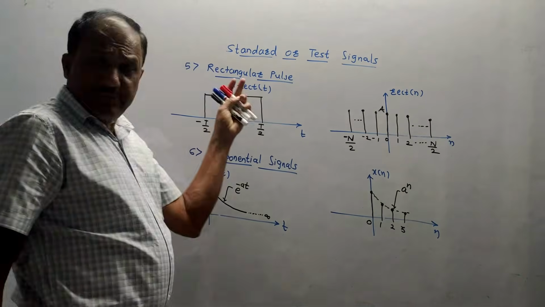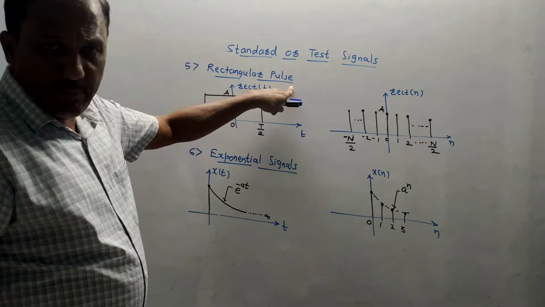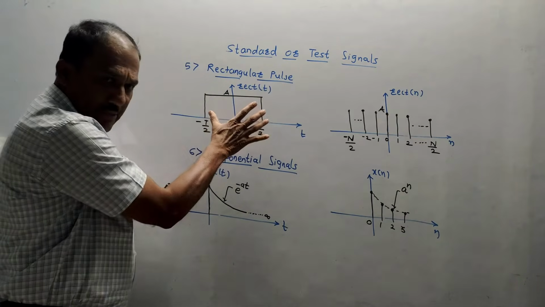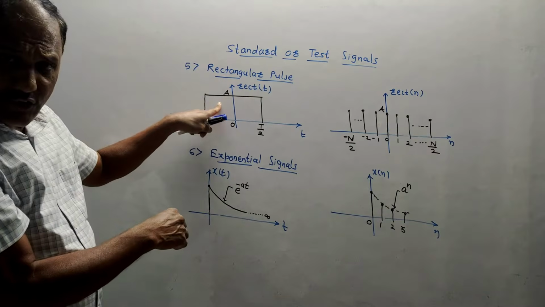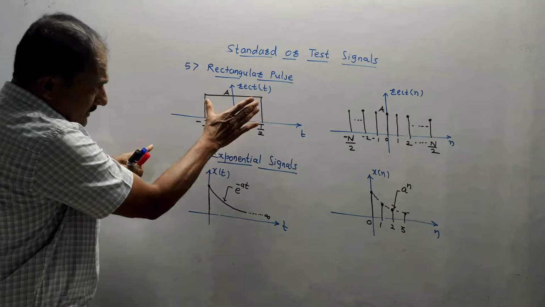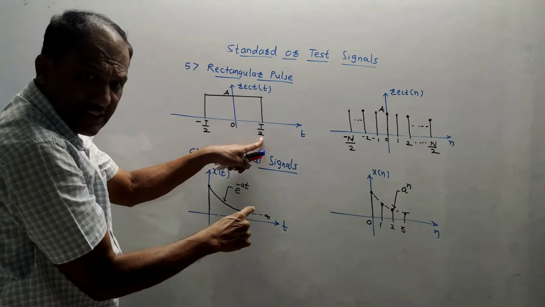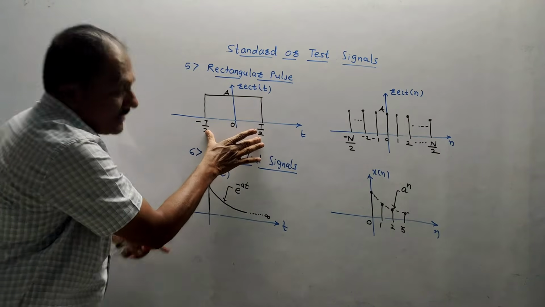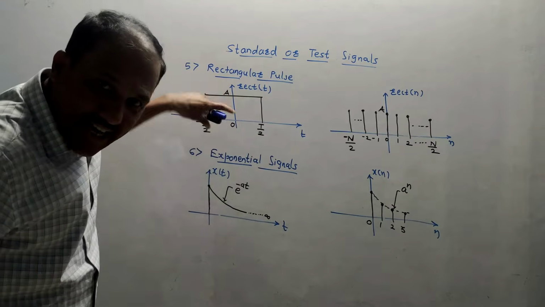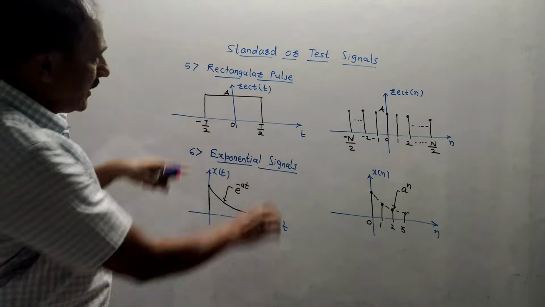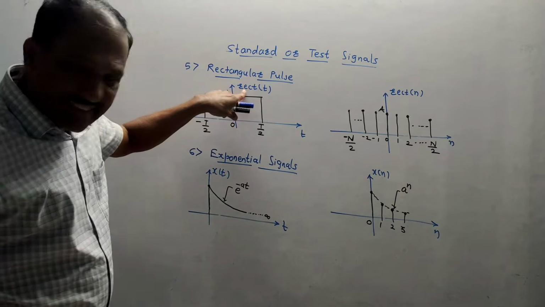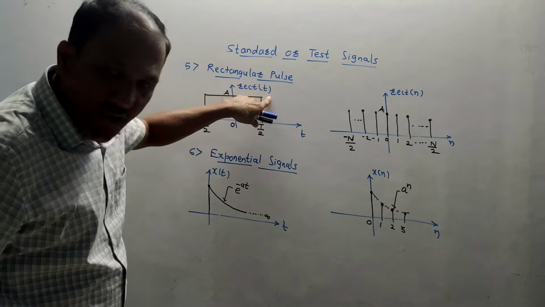The next, that is the fifth standard signal, is a rectangular pulse. As the name indicates, its shape is rectangular. Consider the diagram for the continuous signal. This diagram is from minus T by 2 to plus T by 2. It is known as the width of the signal, and the amplitude, that is the height of this signal, is A. The notation is RECT, that is a rectangular function of t.